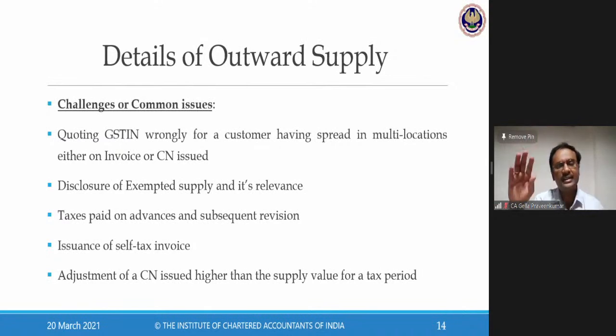Now, if you look into my customers, I'll not have Wipro Maharashtra, Wipro Tamil Nadu, Wipro Kerala, Wipro Bihar. I'll not have all this. I'll just say Wipro Limited. Now, that particular Wipro Limited has got 18 locations. I'll enter all 18 locations' GST numbers into this carefully. So this is one common issue we come across when we do audit of the assessee.